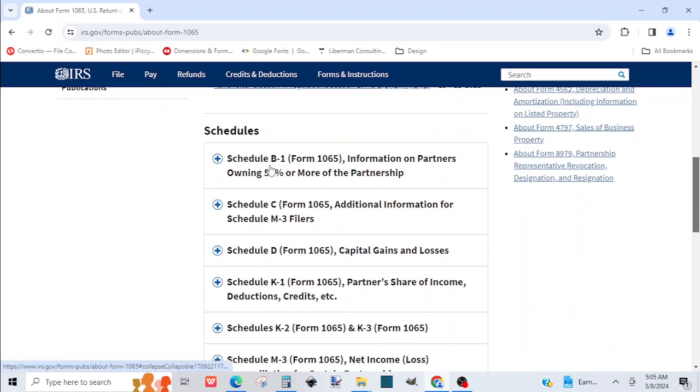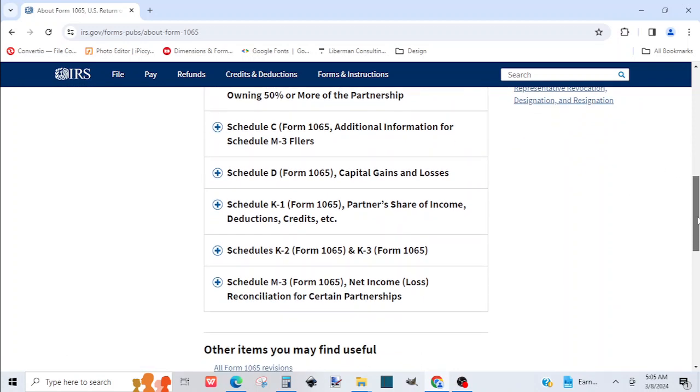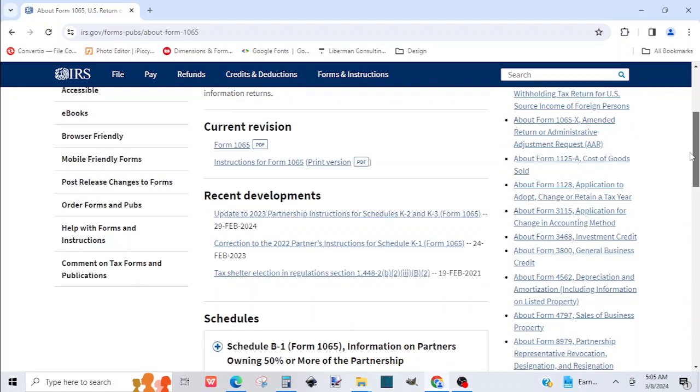And you might probably need a Schedule B-1 if any one of the partners owns 50% or more of the business, and a Schedule K-1 as well. So those are the forms that you might need by default, but some other forms might be needed depending on your business model as well. Let's get started.